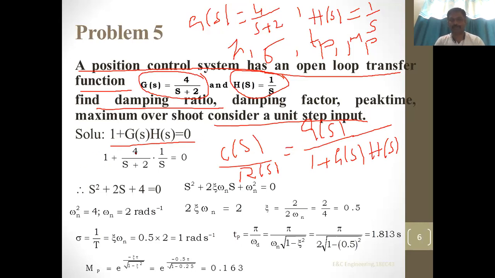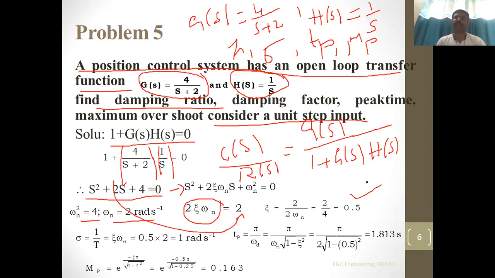1 plus G(s) H(s) is equal to 0. 1 plus 4 into 1 by (s plus 2) into 1 by s. After simplification, s square plus 2s plus 4 is equal to 0. Compare this with the standard relation s square plus 2 xi omega n s plus omega n square. Omega n square is equal to 4, or omega n is 2 radians per second. Next, 2 xi omega n is equal to 2. Then xi is equal to 0.5.